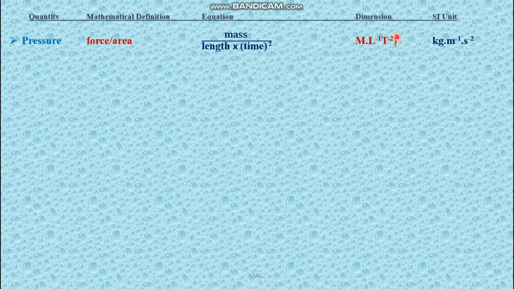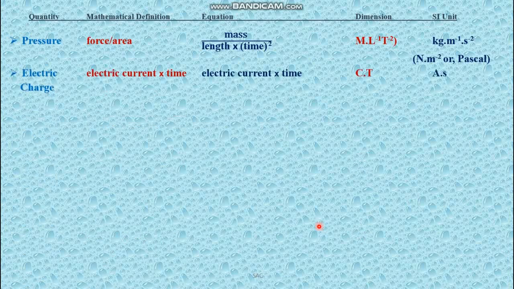The bracket closure here is without any use, so ignore this. The corresponding unit is kg per meter per second squared. You know what this unit is known as? This is known as Pascal or Newton per meter squared.